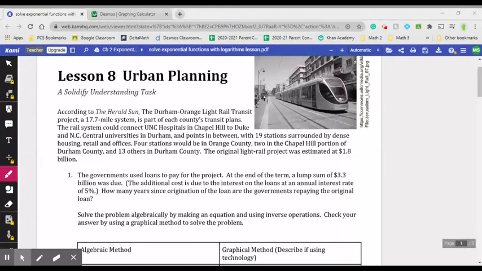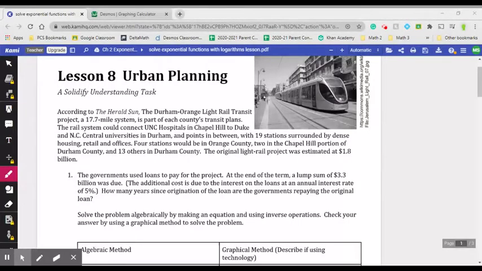So in this situation, we have, according to the Herald Sun, the Durham Orange Light Rail Transit Project, a 17.7-mile system, is part of each county's transit plans. The rail system could connect hospitals in Chapel Hill to Duke and NC Central Universities in Durham, and points in between with 19 stations. So we have 4 stations in Orange County, 2 in Chapel Hill, and 13 others in Durham County.